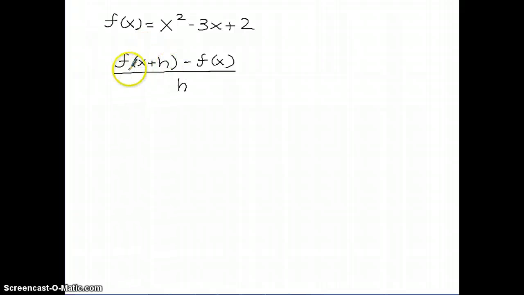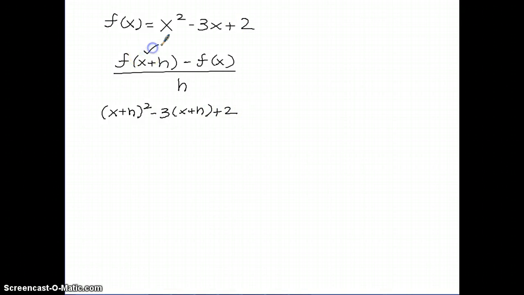If we just were going to do f of x plus h, that would mean plug in an x plus h wherever we see an x into f's equation. So we're going to do that first. So instead of x squared, it's x plus h squared. Then instead of minus 3x, it's minus 3 times x plus h. And then we, of course, have the plus 2.